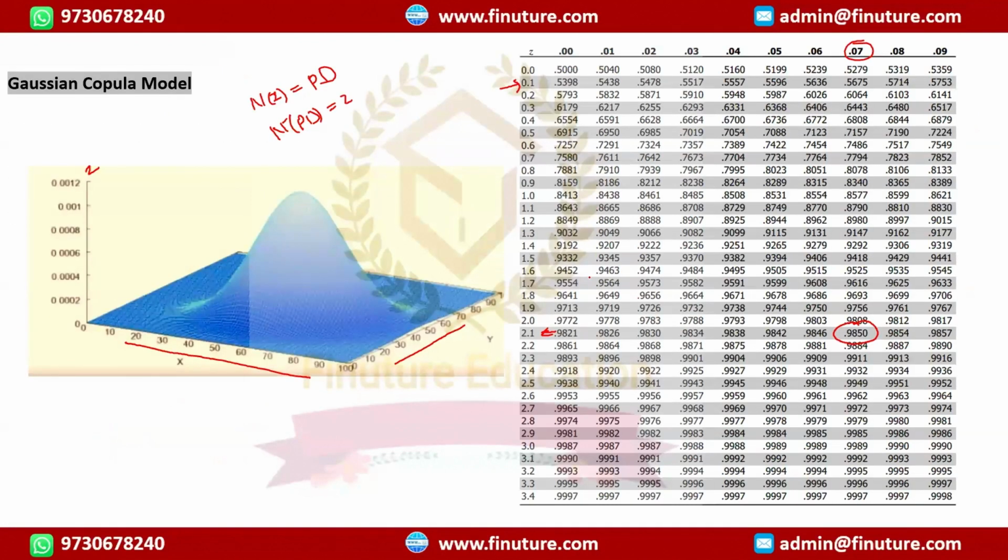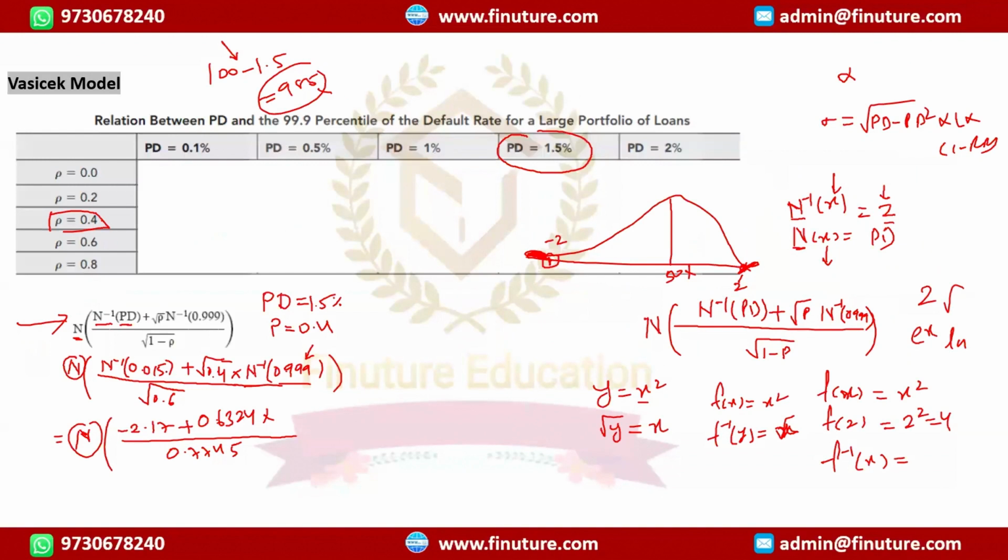When it is a smaller value like 1.5%, the table does not give you that value. That's why I converted it into some bigger value and did the mirror image. It's quite logical if you understand the normal distribution. 0.99 is a 99% value. It's a big value, so I can directly see it on this side.